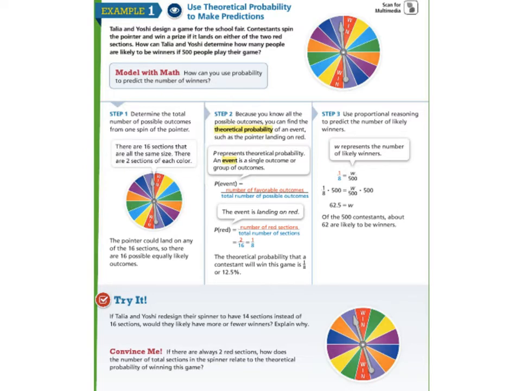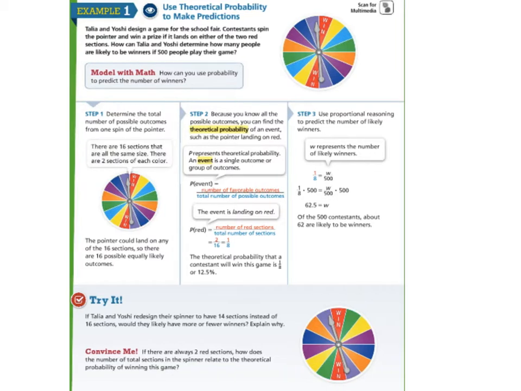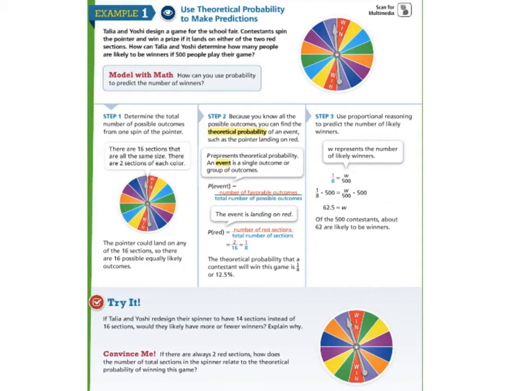Step 1. Determine the total number of possible outcomes from one spin of the pointer. Well, on this spinner, there are 16 sections that are all the same size, and there are 2 sections of each color. The pointer could theoretically land on any of the 16 sections, so there are 16 possible equally likely outcomes. Step 2. Because you know all the possible outcomes, you can find what we call the theoretical probability of an event, such as the pointer landing on red.